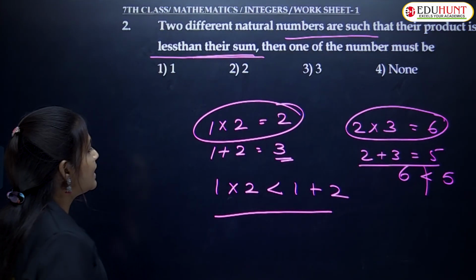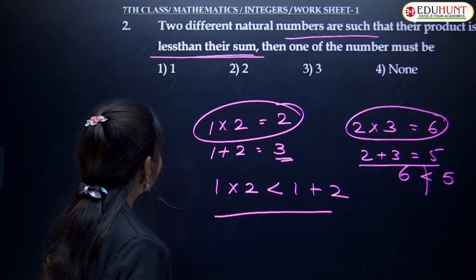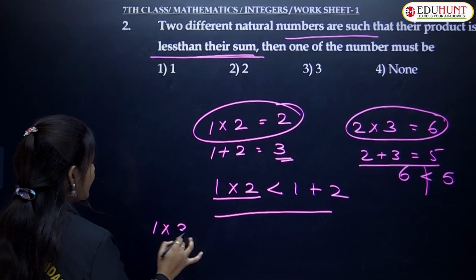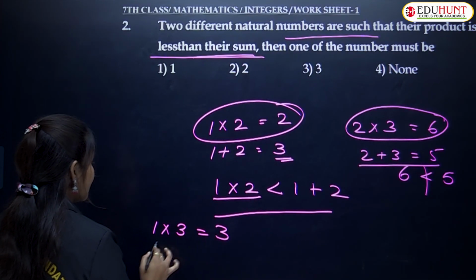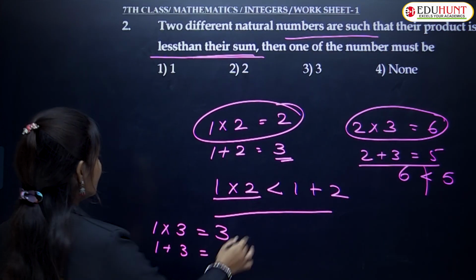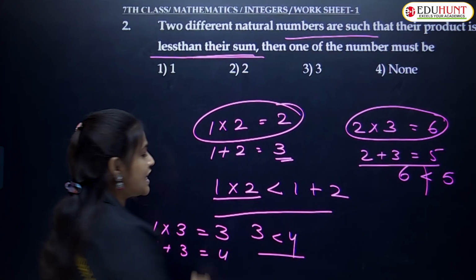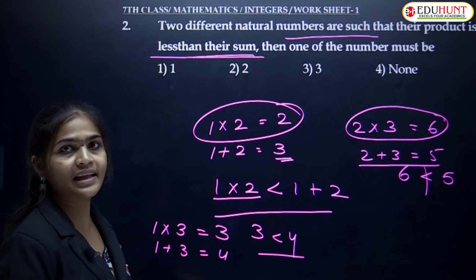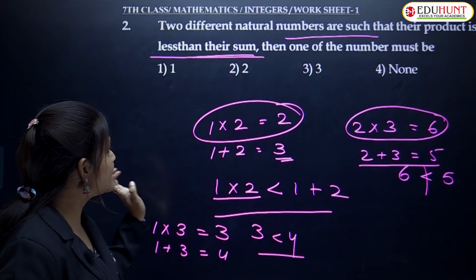Yes. So if you want, take another example. I want to take this one as 1 into 3. So 1 into 3 is 3, and 1 plus 3 is 4. Okay, so here 3 is less than 4. Is it satisfying or not? Yes. So when you observe all these examples, what is common?